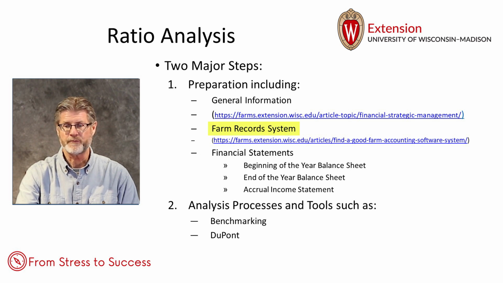Preparation includes a farm records system and the creation of financial statements, including at minimum the beginning of the year balance sheet, the end of the year balance sheet, and an accrual income statement. The farm records system is a means to collect and appropriately catalog revenues, expenses, inventories, and other financial and production metrics. More information on record-keeping systems can be found at the website shown on the visual.